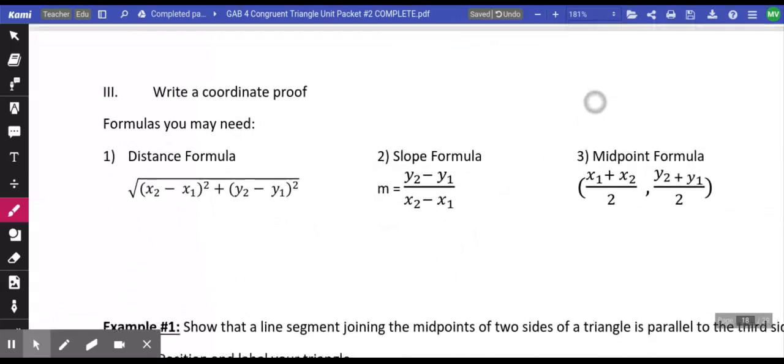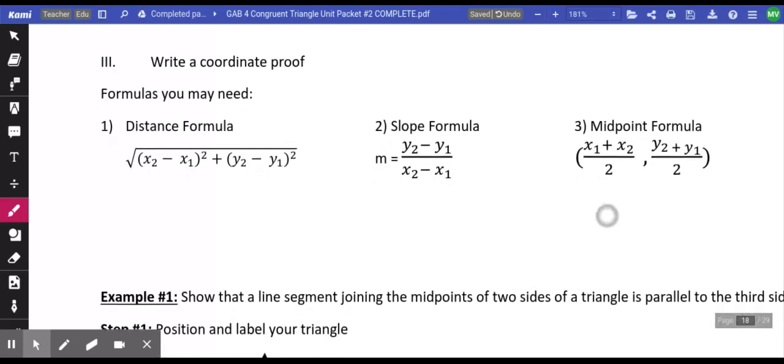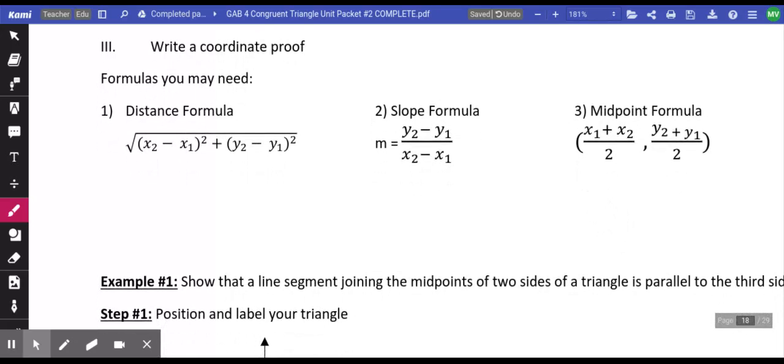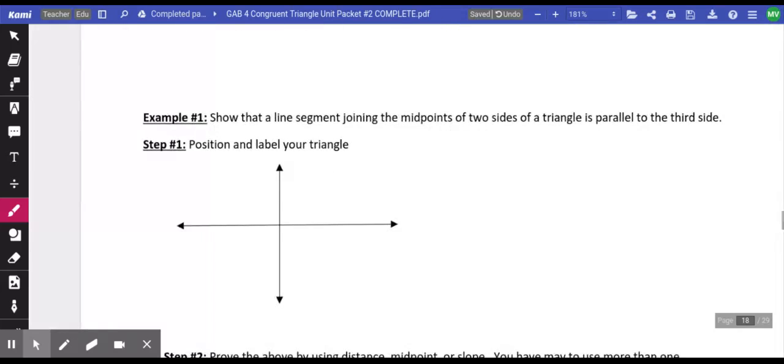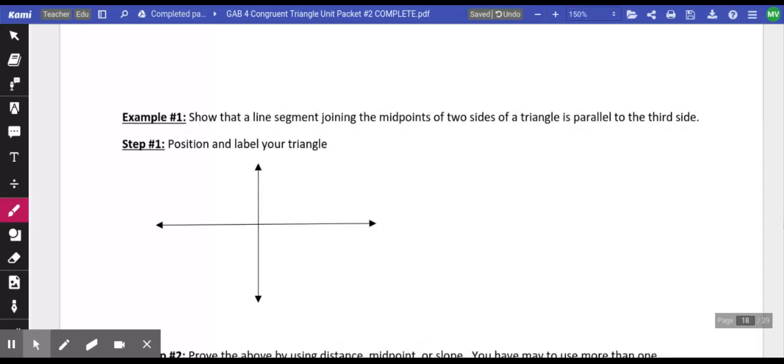So now when we're writing a coordinate proof, you're going to use the distance formula to find sides, our slope formula to identify if we have parallel or perpendicular, and the midpoint formula to find the midpoint. So, example 1. Show that a line segment joining the midpoints of two sides of a triangle is parallel to the third side. So, position our triangle.